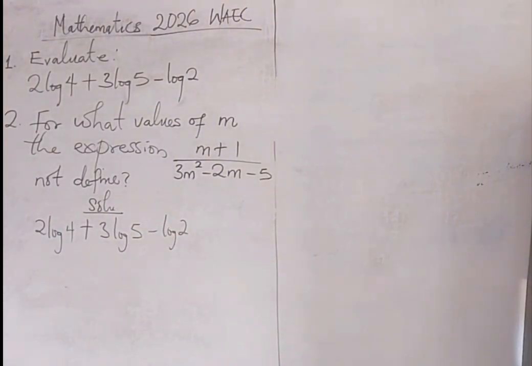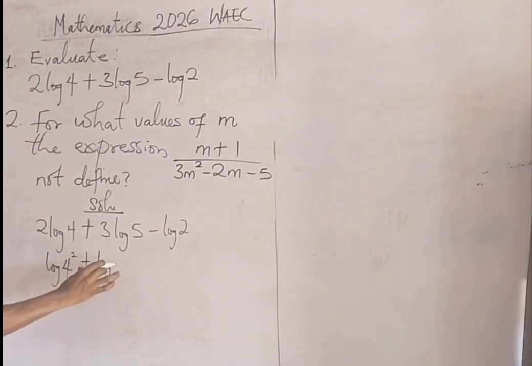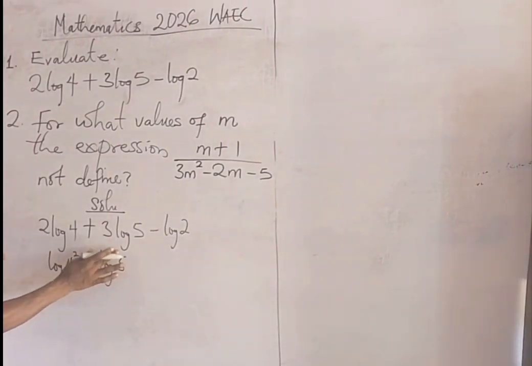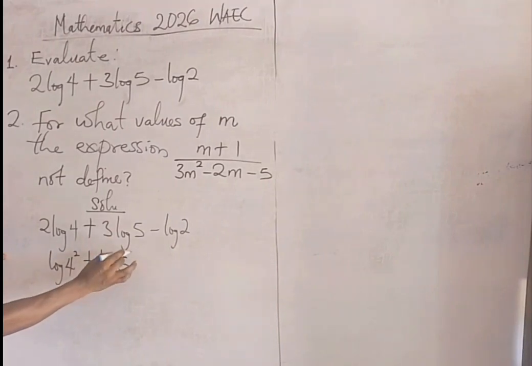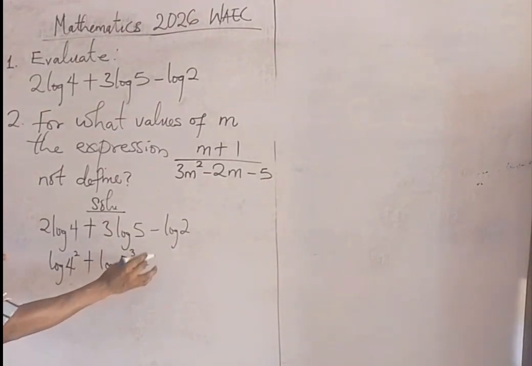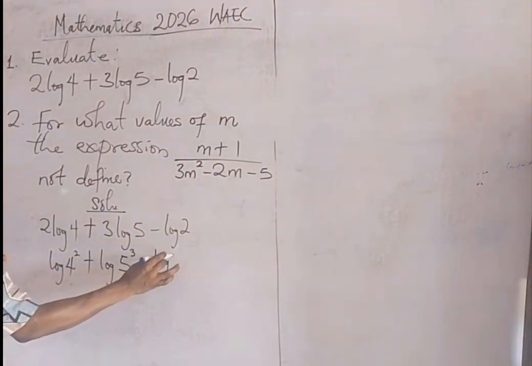2. Now, when you look at the question, you discover that they all have a common base. But since the base is not even written here, that means they all have base 10. Now, we can rewrite this as log 4 to the power of 2 plus log 5 to the power of 3 minus log 2.